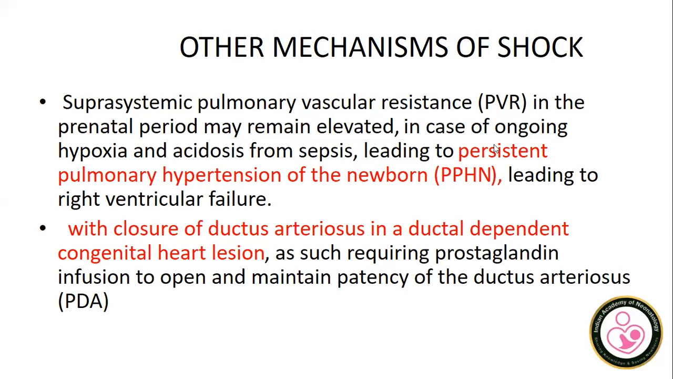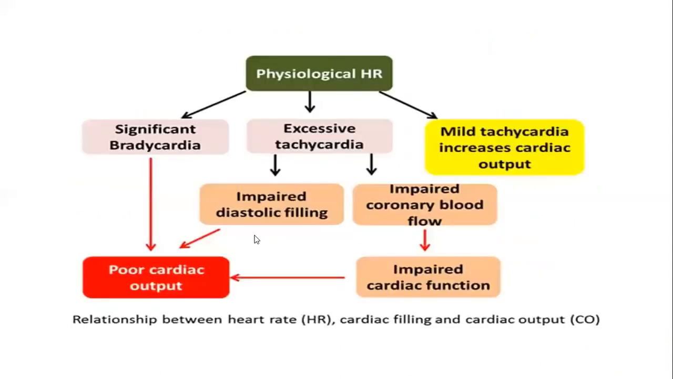Other mechanisms of shock: in PPHN babies, we have suprasystemic pulmonary vascular resistance, which is present in the perinatal period and continues into the postnatal period. Ongoing hypoxia and acidosis from sepsis will lead to PPHN and right ventricular failure. There is also closure of the ductus arteriosus in ductal-dependent congenital heart lesions, where a prostaglandin infusion may be needed to open and maintain the patency of the ductus arteriosus.